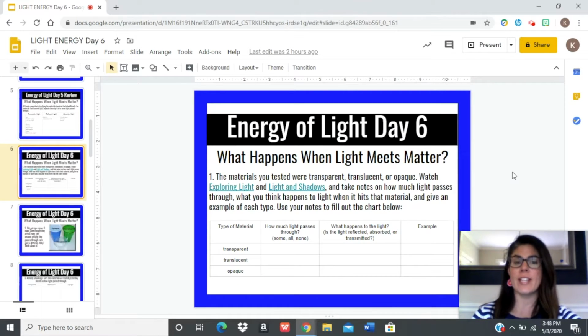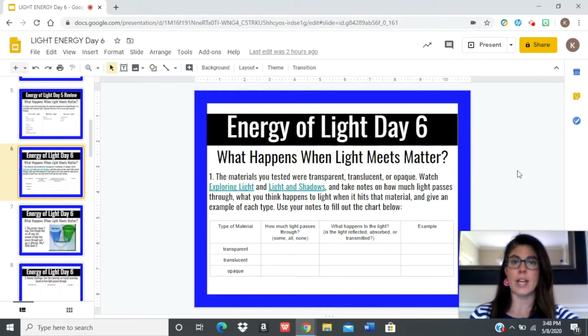For the Energy of Light Day 6, we're going to continue investigating what happens when light meets matter. We classified the objects yesterday as how they interacted with light. Did they transmit the light? Did they absorb the light? Did they reflect the light? Today, you're going to continue exploring these materials and discover there's another way to classify these objects.